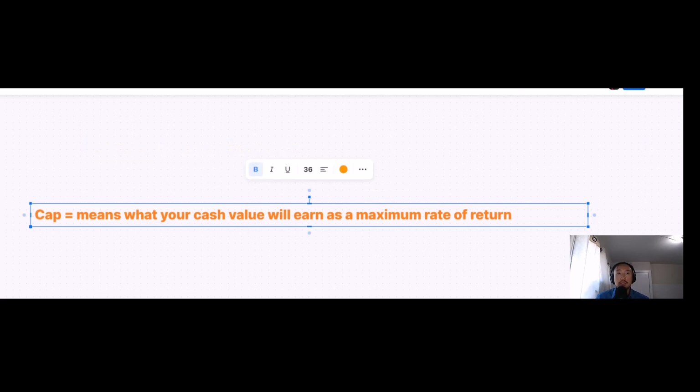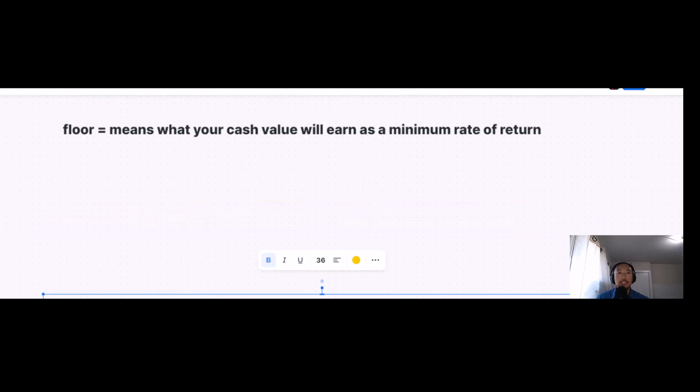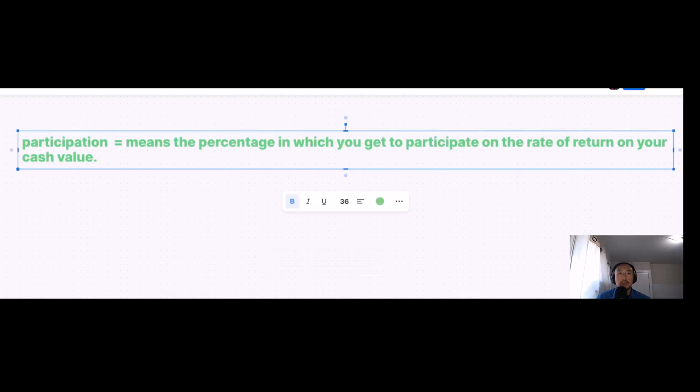Cap means what your cash value will earn as a maximum rate of return. Watch my other video about what is a floor and cap using real numbers to get a better understanding. And floor means what your cash value will earn as a minimum rate of return. Watch my other video about what is a cap and floor with real numbers to get a better understanding.